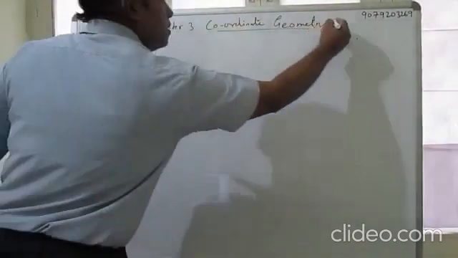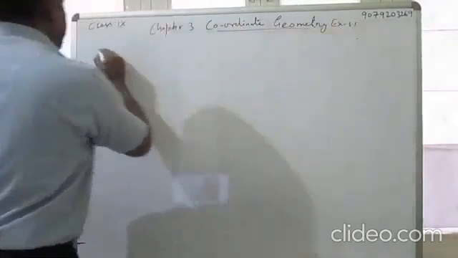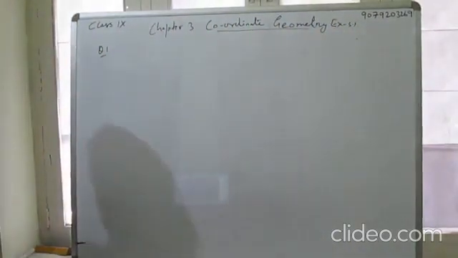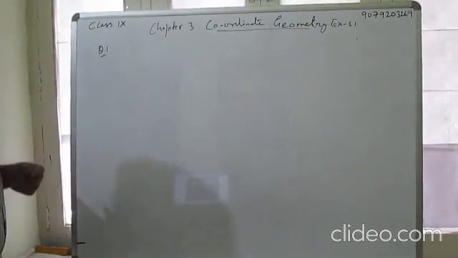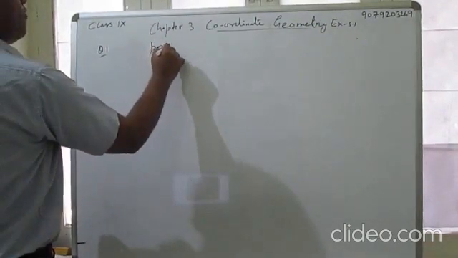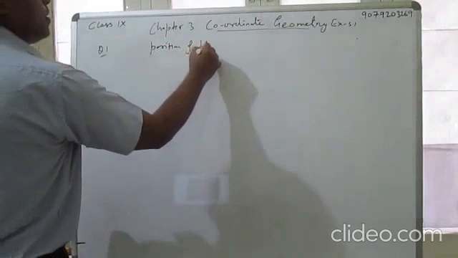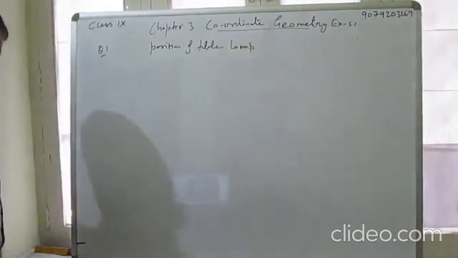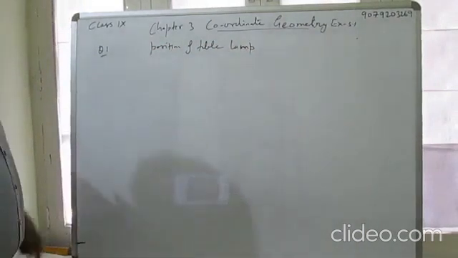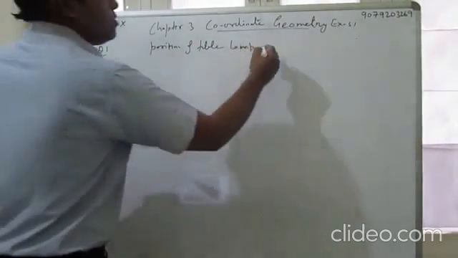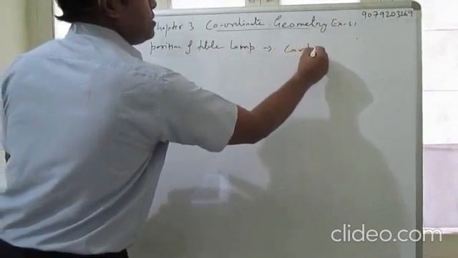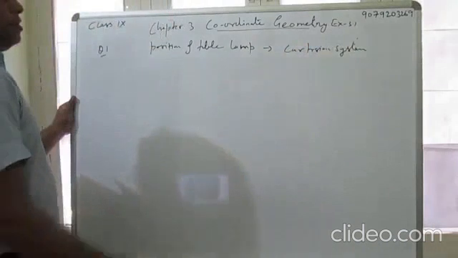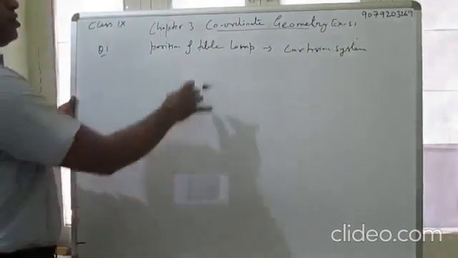Exercise 3.1. Question first. It is an activity based question. How will you describe the position of a table lamp? How will you decide the position of the table lamp? So first we draw the Cartesian system. Use the Cartesian system to define the position of the table lamp.